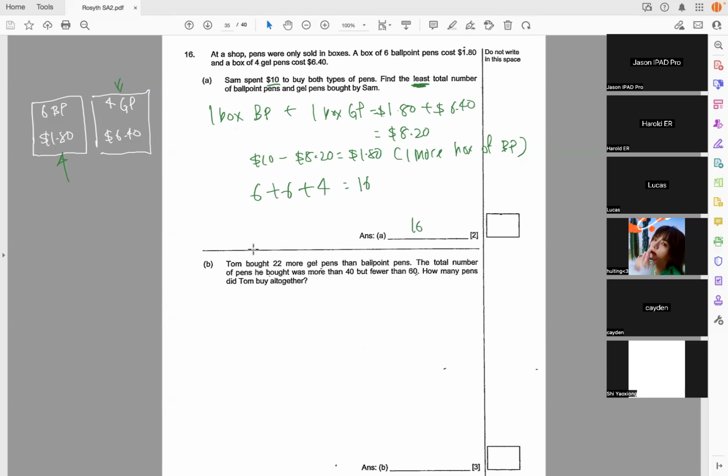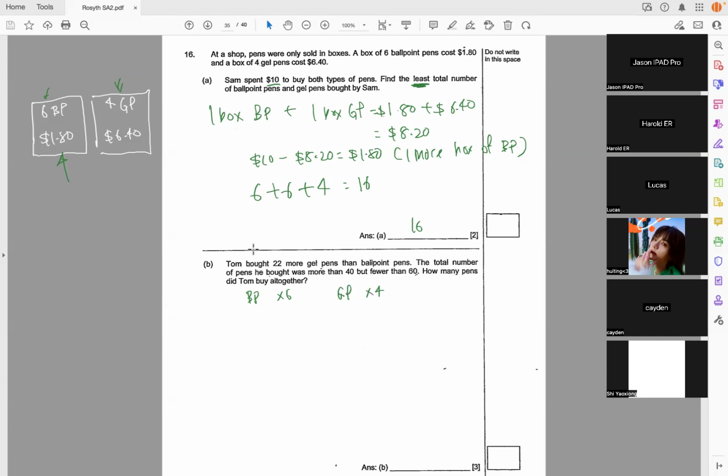Okay. Now let's look at 16B. Tom bought 22 more gel pens than ballpoint pens. The total number of pens he bought was more than 40 but fewer than 60. How many pens did Tom buy altogether? So, he buys some ballpoint pens and they come in 6. And then gel pens, you also buy gel pens and they come in 4.